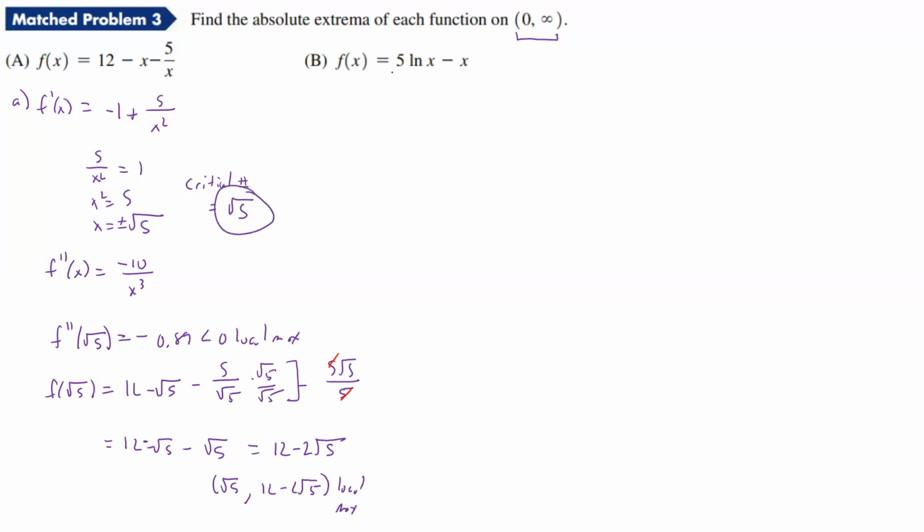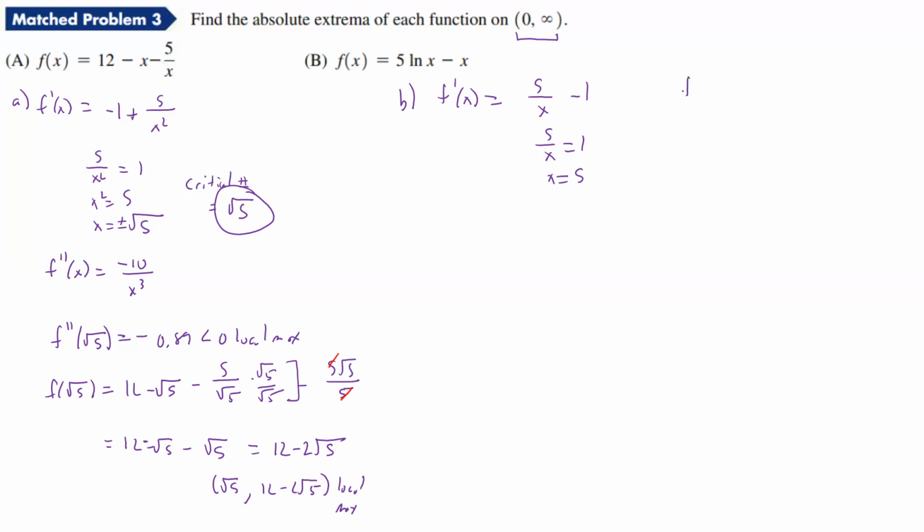Well, how would we do this one? Well, we're going to do something similar. We're going to first find the first derivative. Derivative of ln of x is 1 over x. So that's going to be 5 over x. Derivative of the next term is going to be -1. Again, we're going to set that equal to 0. So 5 over x equals 1. X equals 5. Okay, well, 5 is in that interval, so we're good to go there.